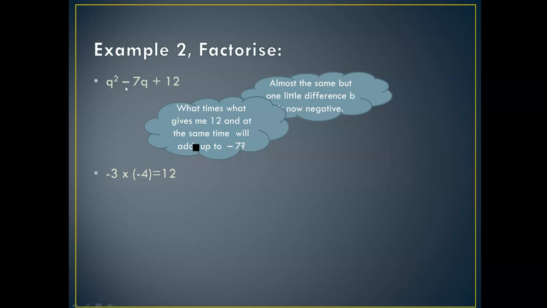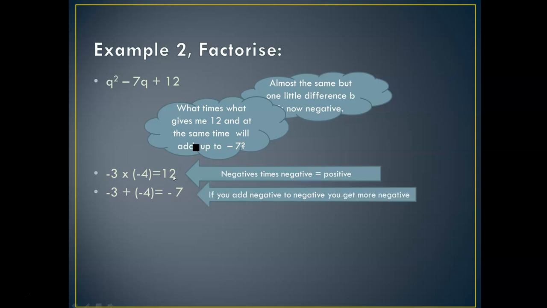But now we have to consider the signs. A negative times a negative will give us a positive. So negative 3 times negative 4 gives us positive 12. As well as if we add 2 negatives, you'll end up with more negative in it. If you borrow a loan and you borrow another loan, you owe more money, right? So negative plus more negative gives us more negative. So we get negative 7.